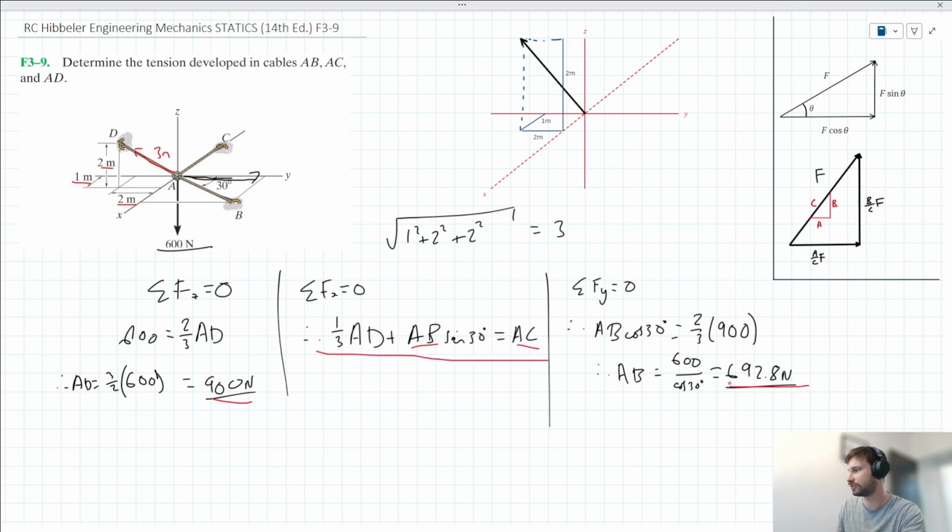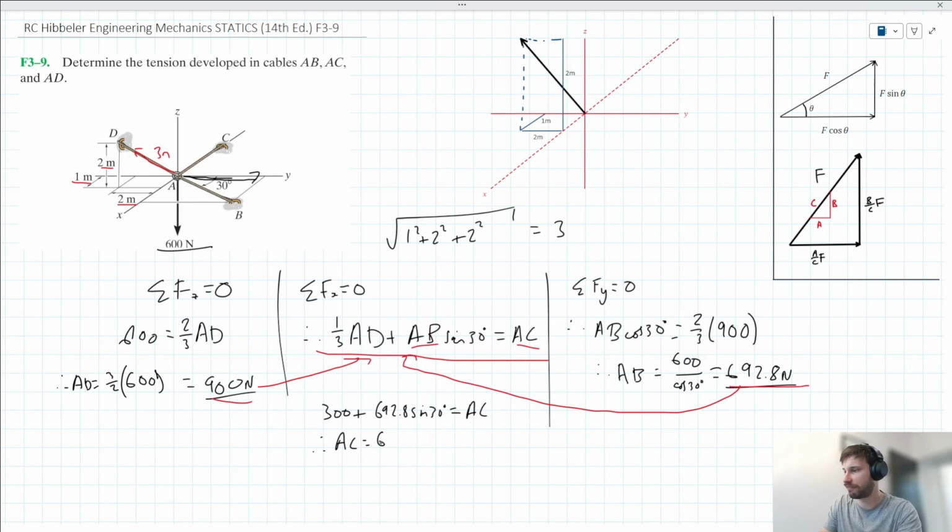So we have AD, we have AB, and we just need AC here. Conveniently, we have a nice equation where we can substitute those values in for AB and AD. When we substitute 900 in for AD, 1/3 of that is going to be 300. So we can say 300 plus 692.8 sine 30 is equal to AC. Therefore, AC is equal to, when we put that in our calculator, 646.4 newtons. And those are our solutions there.